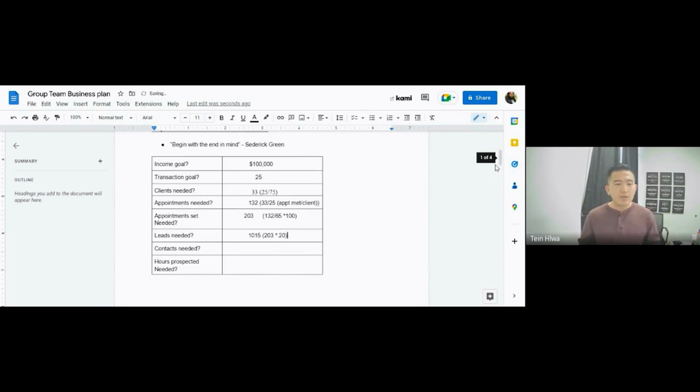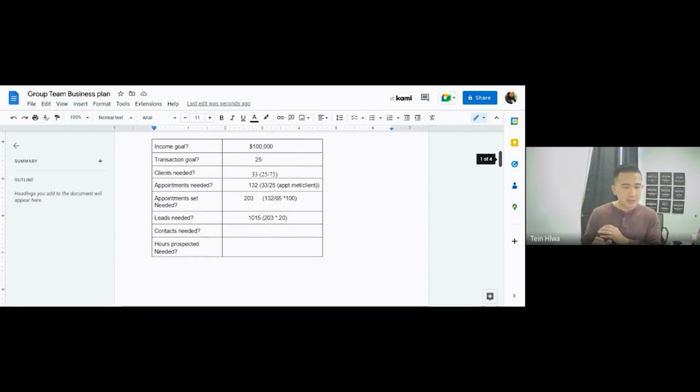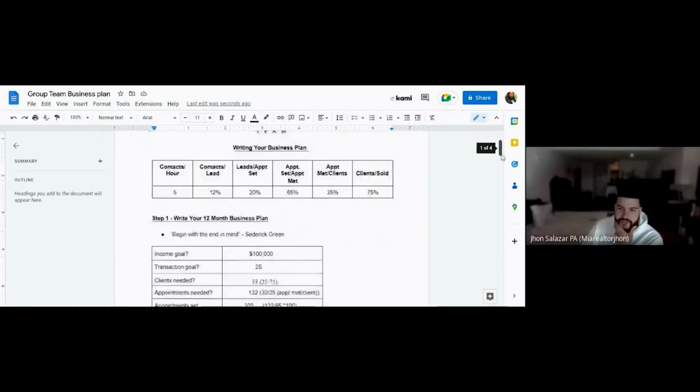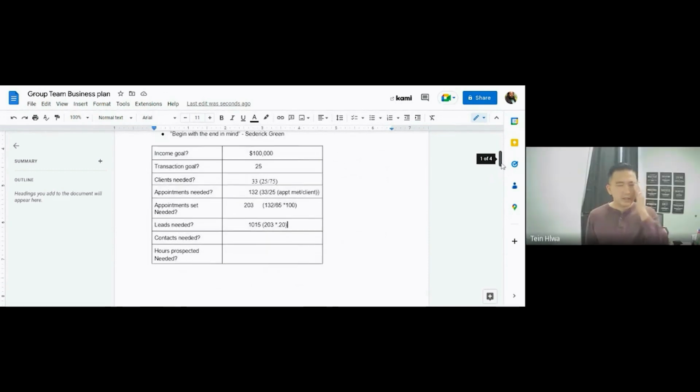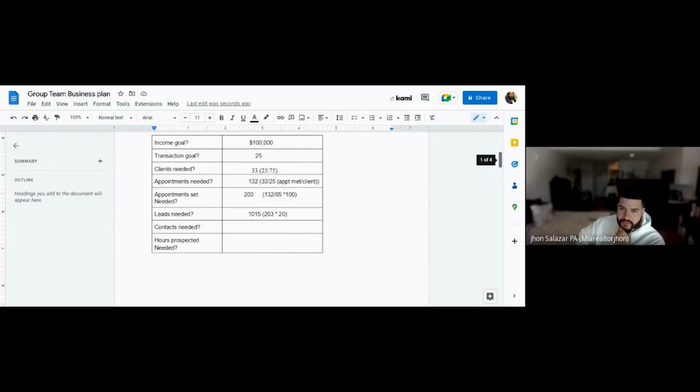Everyone's number is going to look a little different because of the average commissions. Cedric is probably working off of a lower average sales commission because he's got 25 transactions and the same $100,000 goal. It depends on your market. He's in the same market, but over in the Portsmouth area, depending on where he services. Virginia.